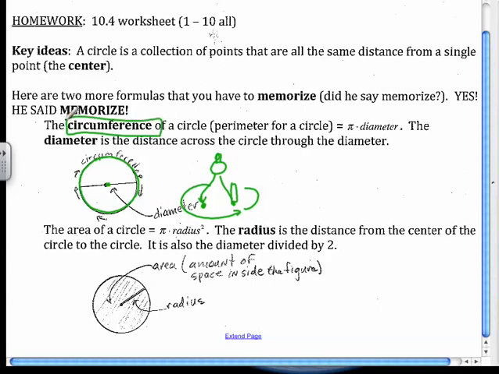Now, there are two things that you need to memorize. Yeah, you need to memorize it. Okay? This is called learning. You have to know stuff.